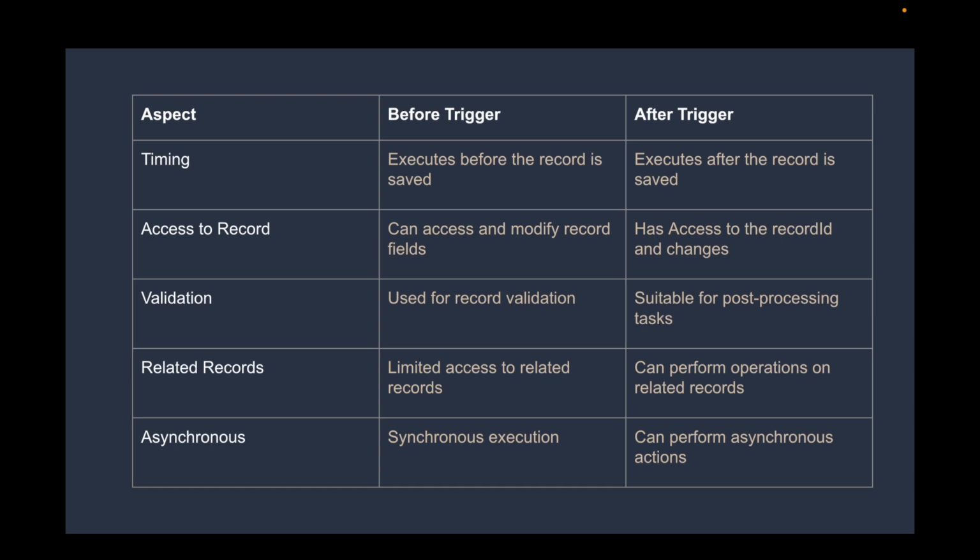For a before trigger we have limited access to the related records, but for an after trigger, if we have any complex operation to perform on the related records, then we should opt for an after trigger, such as when we want to update the related records' fields, or we want to check something on the related record.